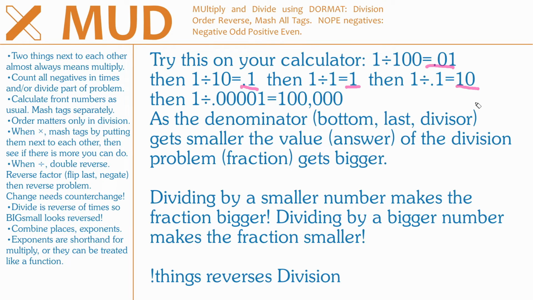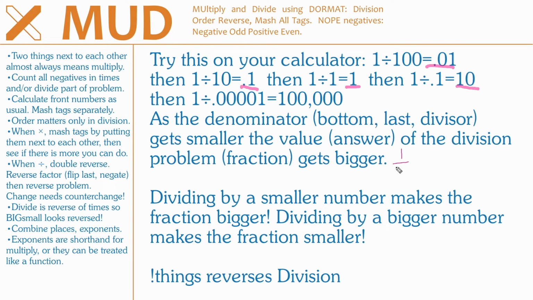And now our answer gets even bigger. As the divisor went down, as the last number went down, which would be the denominator in the fraction, I'm looking at all of this. As the denominator gets smaller, the value, which is the answer of the whole division problem, gets bigger. And if we wrote this out in fractions, which we can do here, we'd see that.